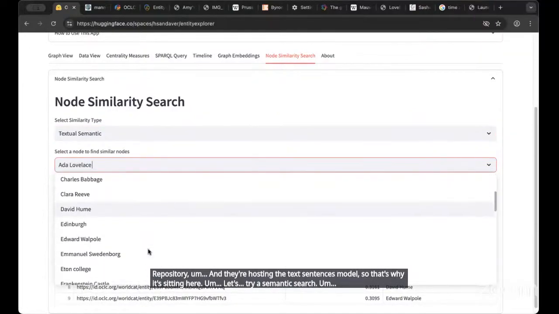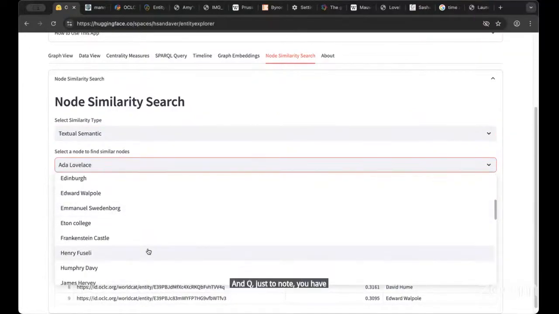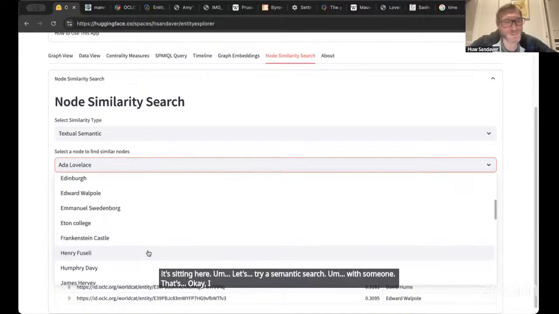with someone. And Hugh, just to note, you have 3 minutes left in the session. Okay, I'm going to wind up in a sec.